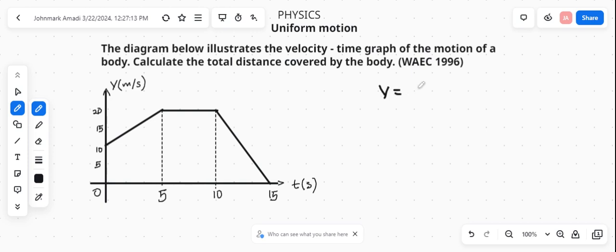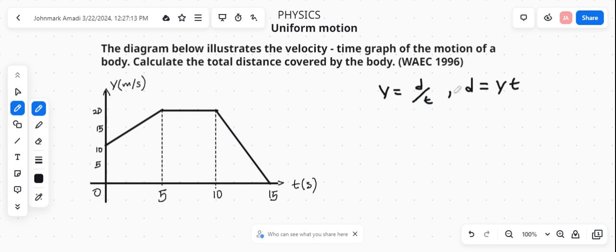And then you know that velocity equals displacement or distance divided by time. So that distance or displacement can be written as velocity times what? Time. Velocity times time. So what does this mean? If you take, for instance, the square portion of this graph here, and you do length times breadth, your length times breadth will be velocity times time, which will give you distance.